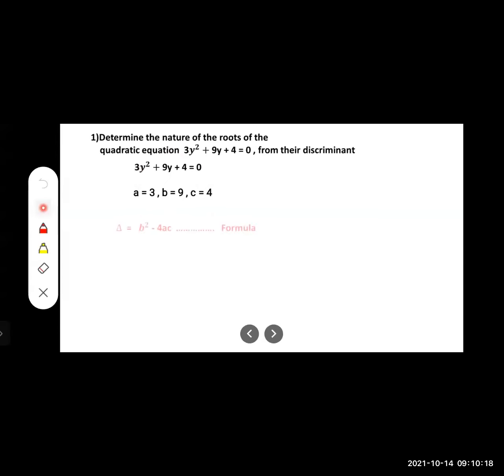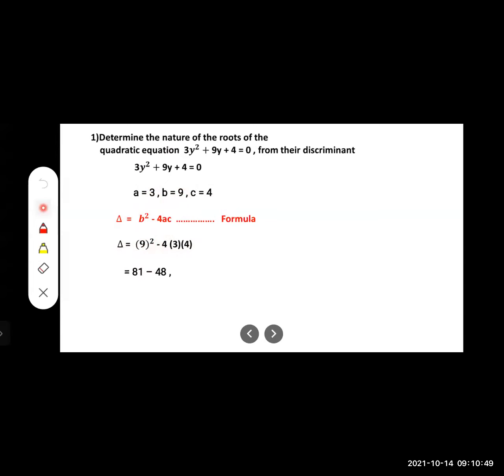Yes. And now write the formula. Delta equal to b square minus 4ac. And then delta equal to, in this, b value is 9, so write here 9 square, then minus 4. Then a value is 3, substitute here. C value 4, substitute here. And what answer you will get, children?